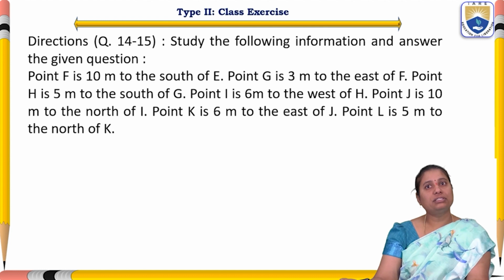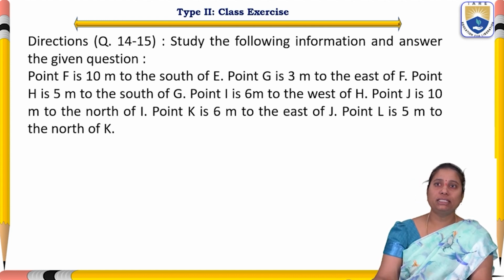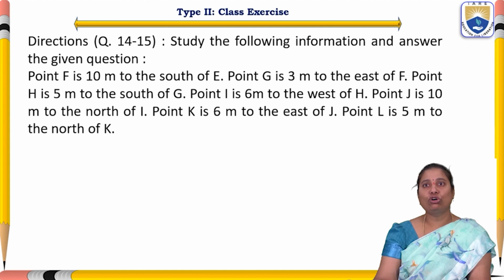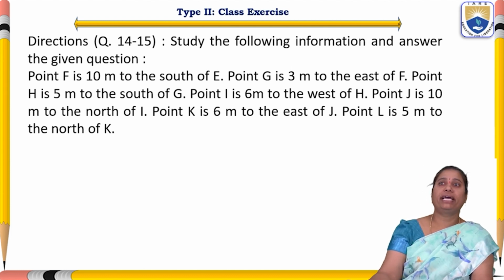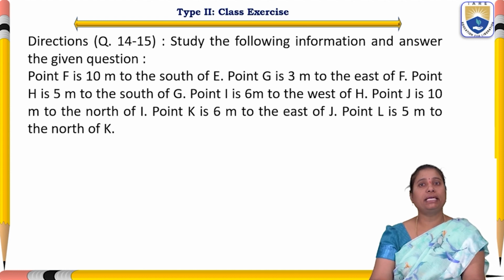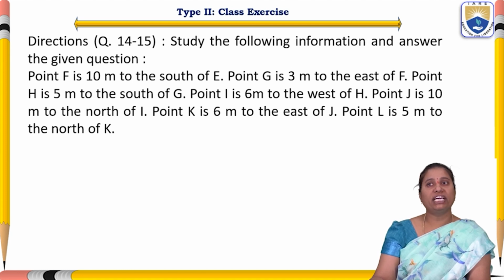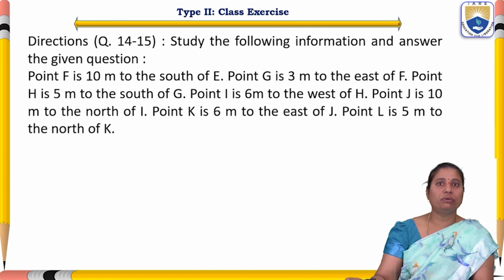Point F is 10 meters to the south of E, whereas point G is 3 meters to the east of F, and point H is 5 meters to the south of G, and point I is 6 meters to the west of H, and point J is 10 meters to the north of I, and point K is 6 meters to the east of J, and point L is 5 meters to the north of K. This is the information provided for us.